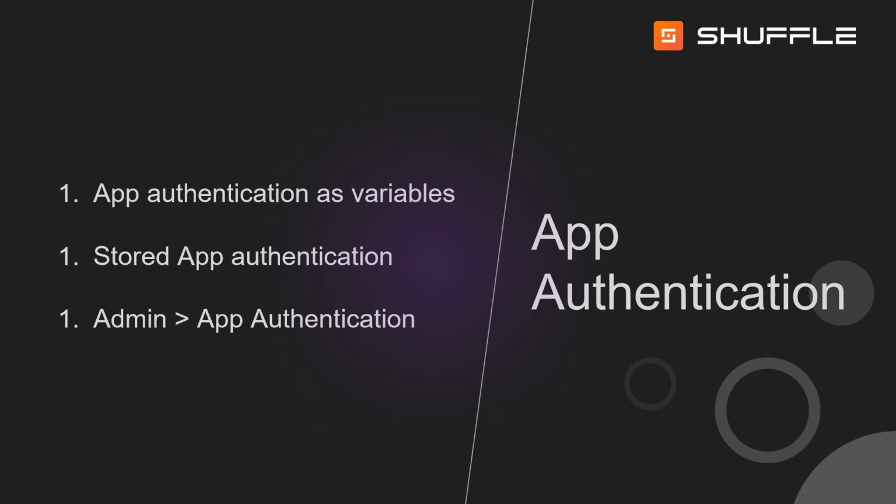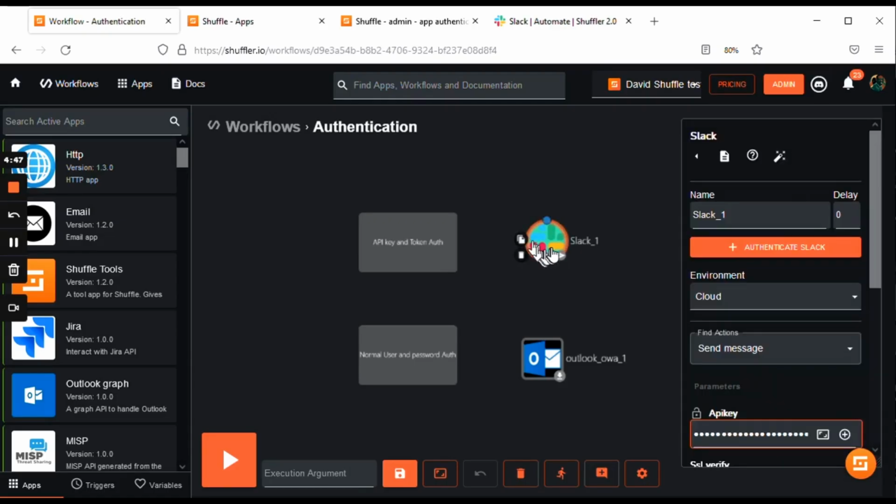Today we'll be looking at app authentication from within Shuffle. So to start us off, we start by clicking on the Slack node.